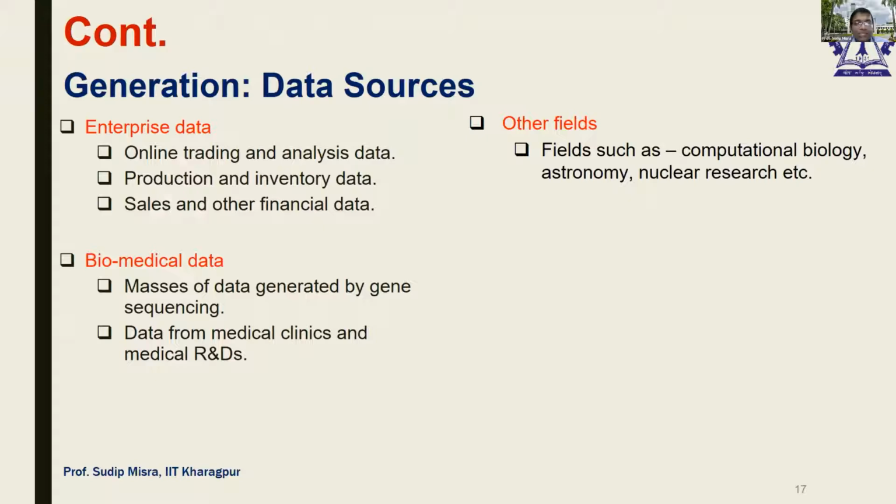So in terms of generation of the data, there is enterprise data, let us say about online trading, online analysis, production, inventory, sales, financial data, etc. Biomedical data is generated from different sources such as gene sequencing, medical clinics, medical R&D, etc. And there are others, for example, computational biology and astronomy. Astronomical applications generate a lot of data, right? The same goes for nuclear research as well.